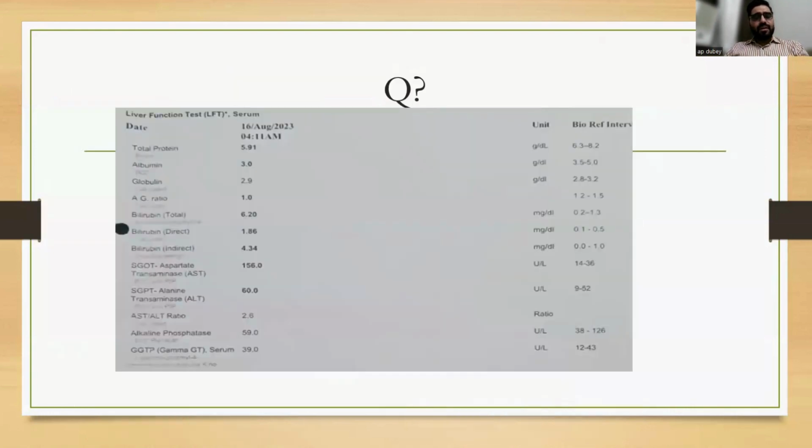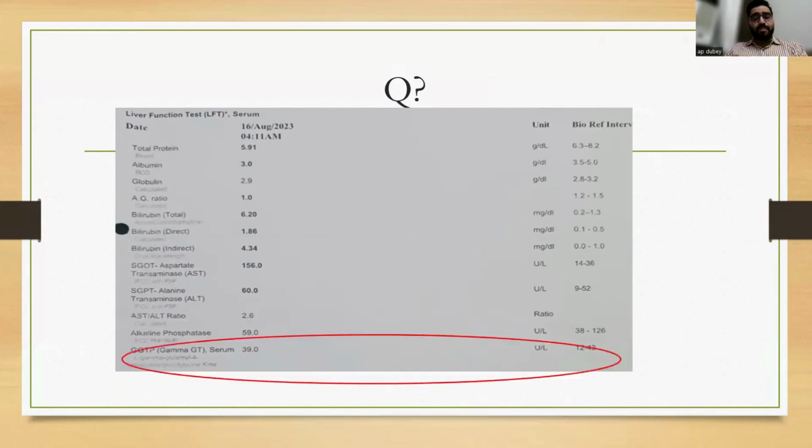Now coming to this, here again this patient presented with a fall in hemoglobin from 11 to 6. You can see that serum bilirubin is raised, predominantly indirect hyperbilirubinemia. AST is more than ALT. Again, it is fulfilling all the characteristics of hemolysis.